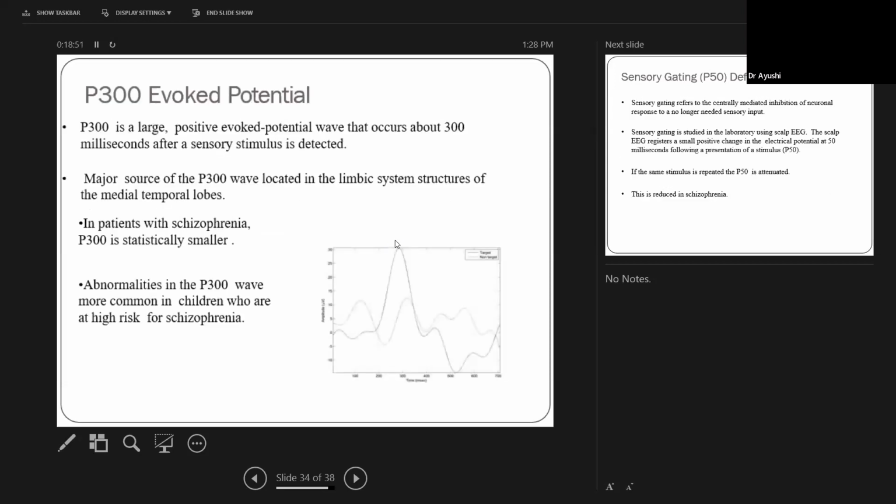So, P300 evoked potential. P300 is a large positive evoked potential wave that occurs about 300 milliseconds after a sensory stimulus is detected. The major source of P300 is the limbic system structures such as the medial temporal lobes. In patients with schizophrenia, this P300 is smaller, and abnormalities in the P300 wave are seen more commonly in children who are at high risk of schizophrenia.